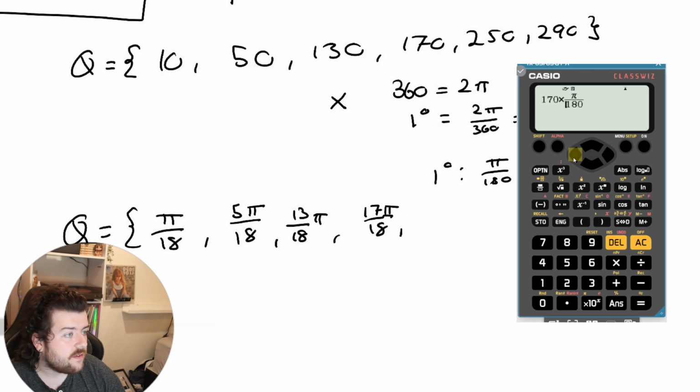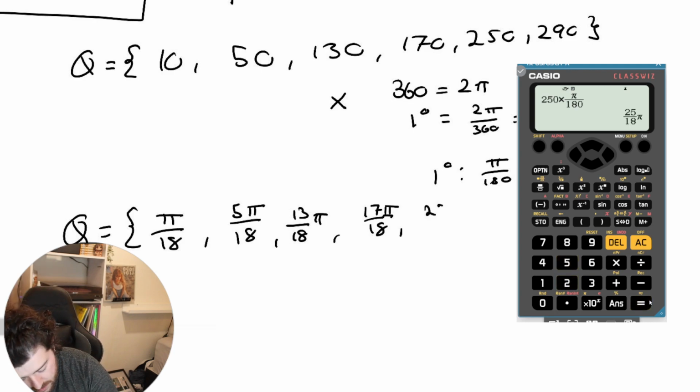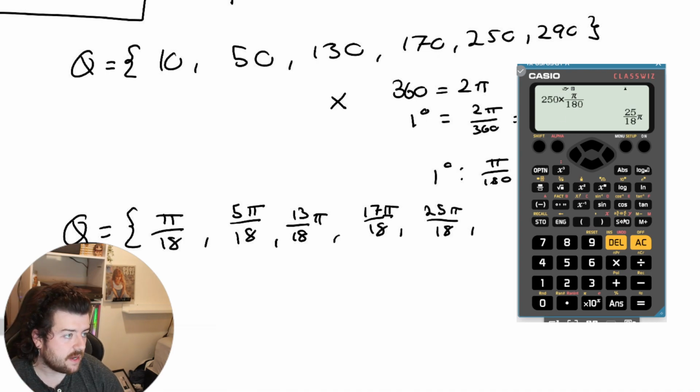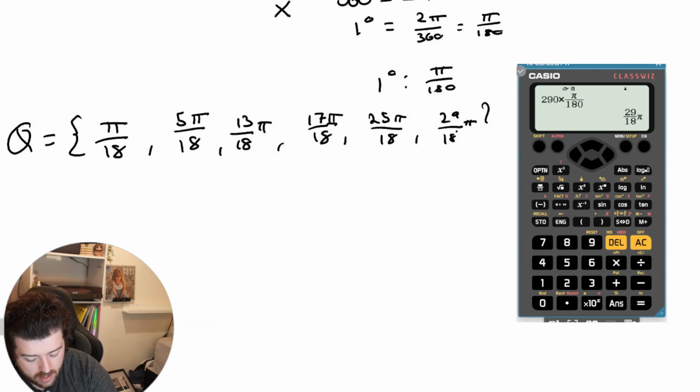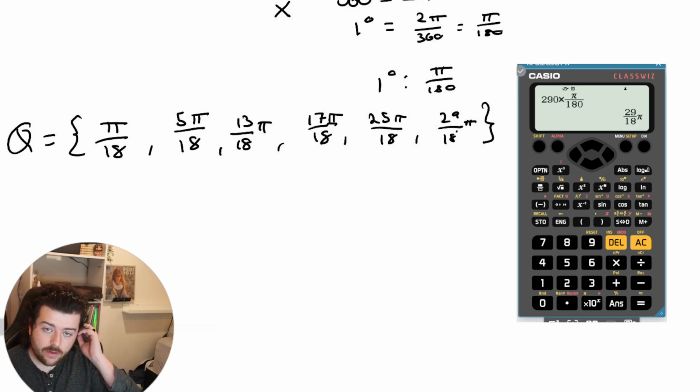Then it's going to be 250, which is 25 pi over 18, or just 25 over 18 pi. And if I had the last one, 290, which is 29 over 18 pi, right? Or 29 pi over 18, whatever you fancy. And there we are. So there's all my solutions there. And then we can check them with my calculator.